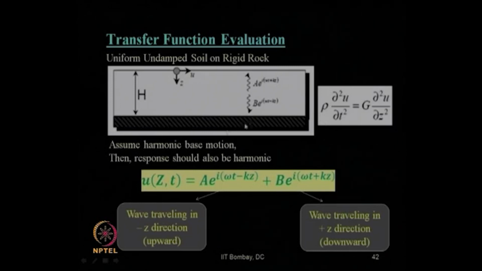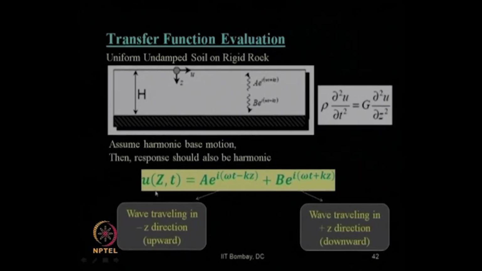If we consider the harmonic base motion, then the response also should be harmonic. If the response is harmonic, we have also seen the form of the solution. The displacement function as a function of z and t can be written in this form: A e to the power i(omega t minus k z) plus B e to the power i(omega t plus k z), where A and B are constants which need to be determined based on the boundary conditions.